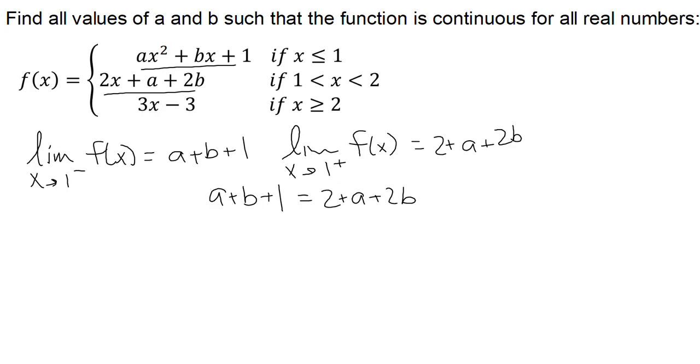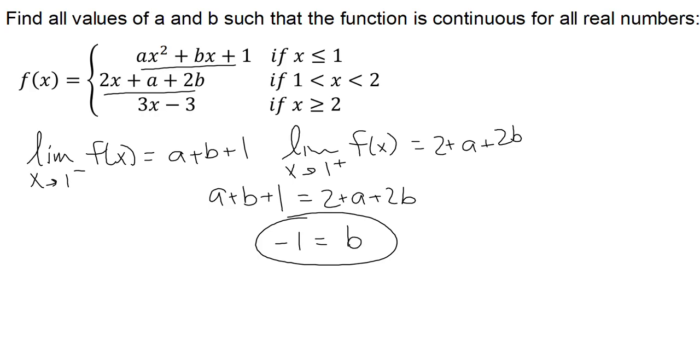So if I subtract an a from both sides, the a's just cancel out. And if I subtract a b from both sides, I get a b on the right-hand side. And if I subtract a 2 from both sides, I get a -1. So we just get b equals -1. So actually, that's really quite useful. Now we know that b is equal to -1.